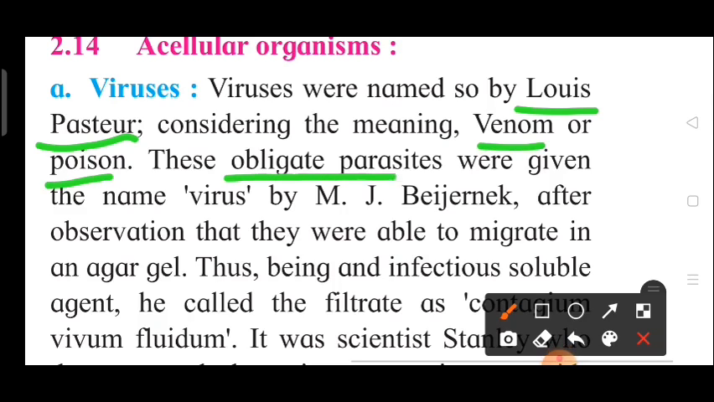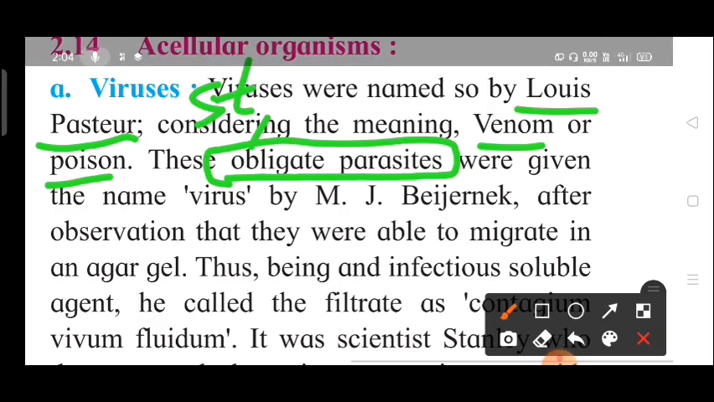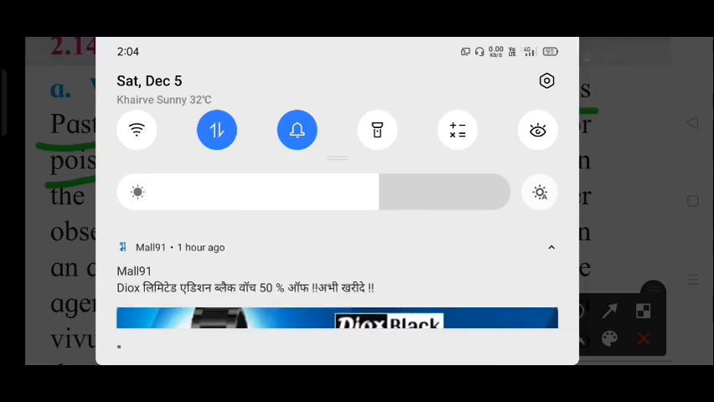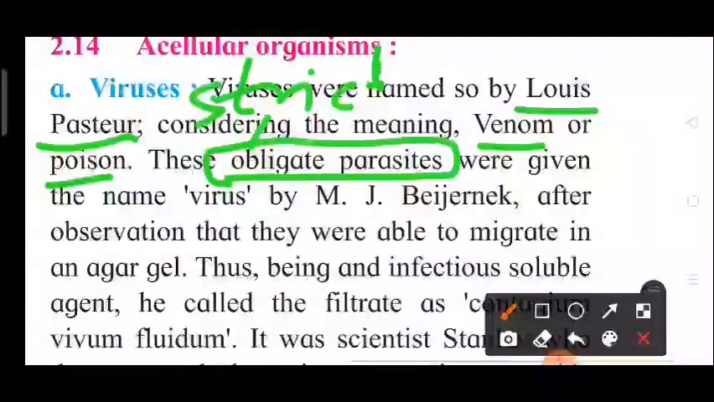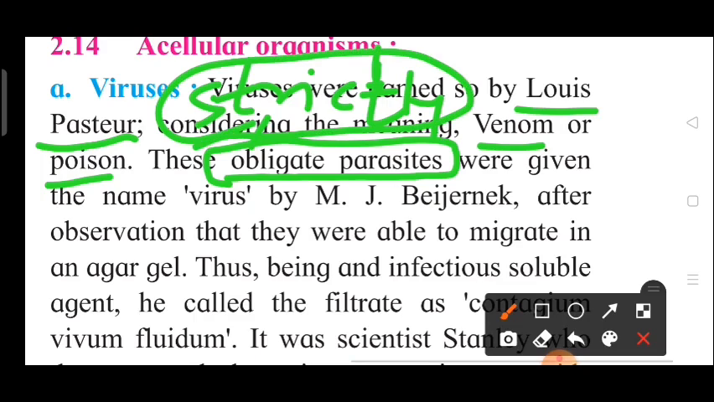These are obligate parasites. What obligate means: strictly. And parasite means the disease causing organism. They cause disease but they are strictly parasites, means they do not survive without their host, therefore they are obligatory.